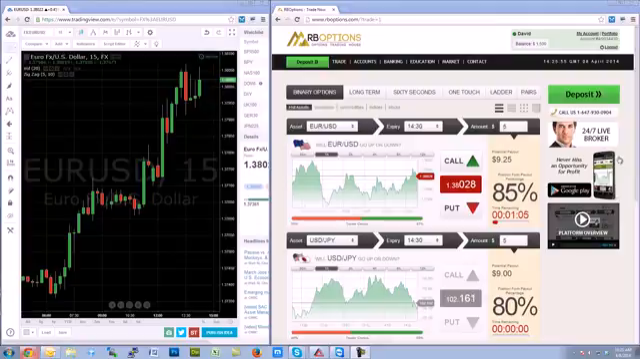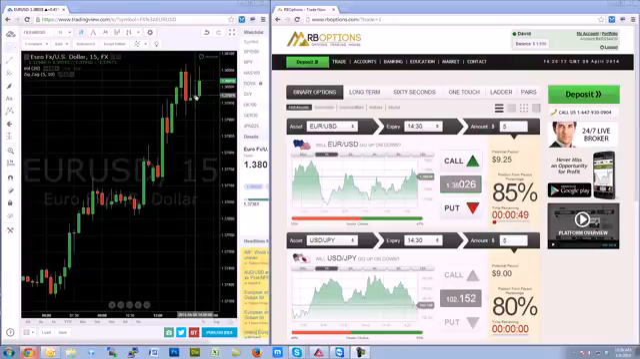binaryoptionsdaily.com. So today we're going to be using the trading platform RBOptions, and we're going to be using the charting software, which is free from tradingview.com. So just looking at the market, this is a cool little strategy that you can use at any time in pretty much any market condition.